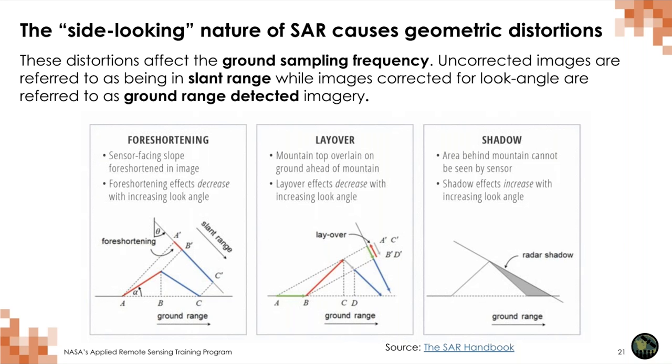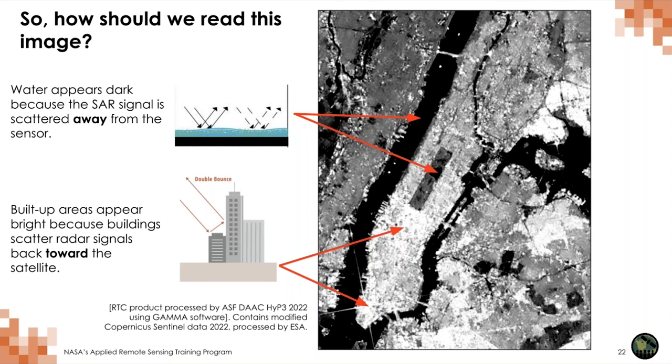And then an image projected in the ground range has been corrected for the terrain and for the viewing geometry of the sensor. So how should we look at this image over New York City? First of all, the geometry of the region looks familiar. This is a ground range detected image over New York City. So we have corrected for the viewing geometry of the SAR sensor and for some of the topography in the region. Now that we know we're looking at a ground range detected image, we can look at this water on the Hudson River or back at the Central Park Reservoir and understand why it appears dark.